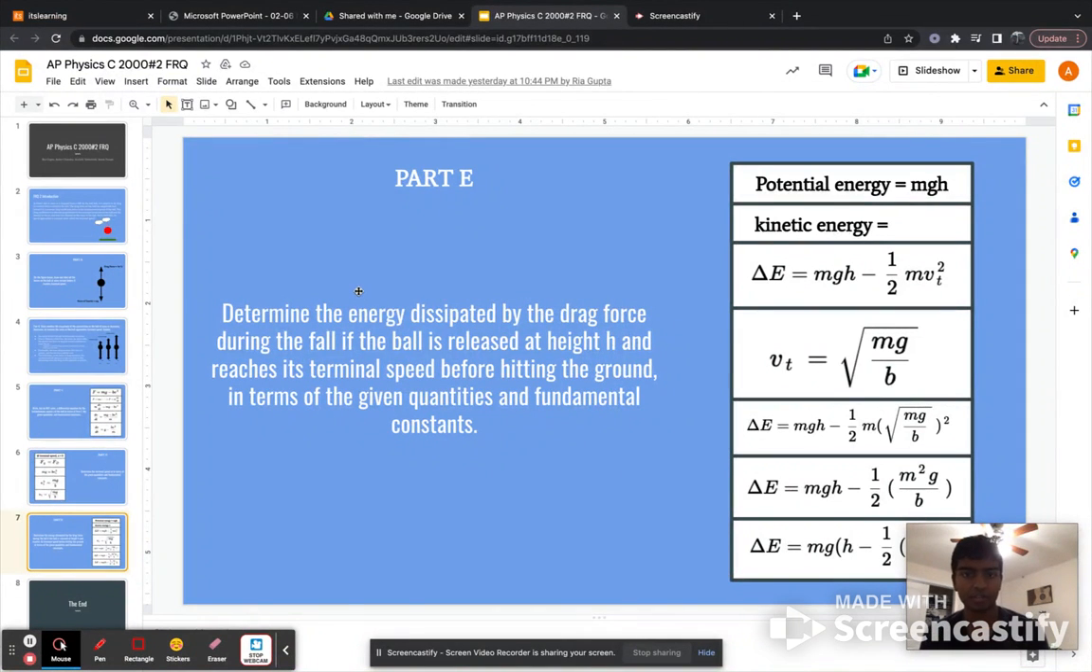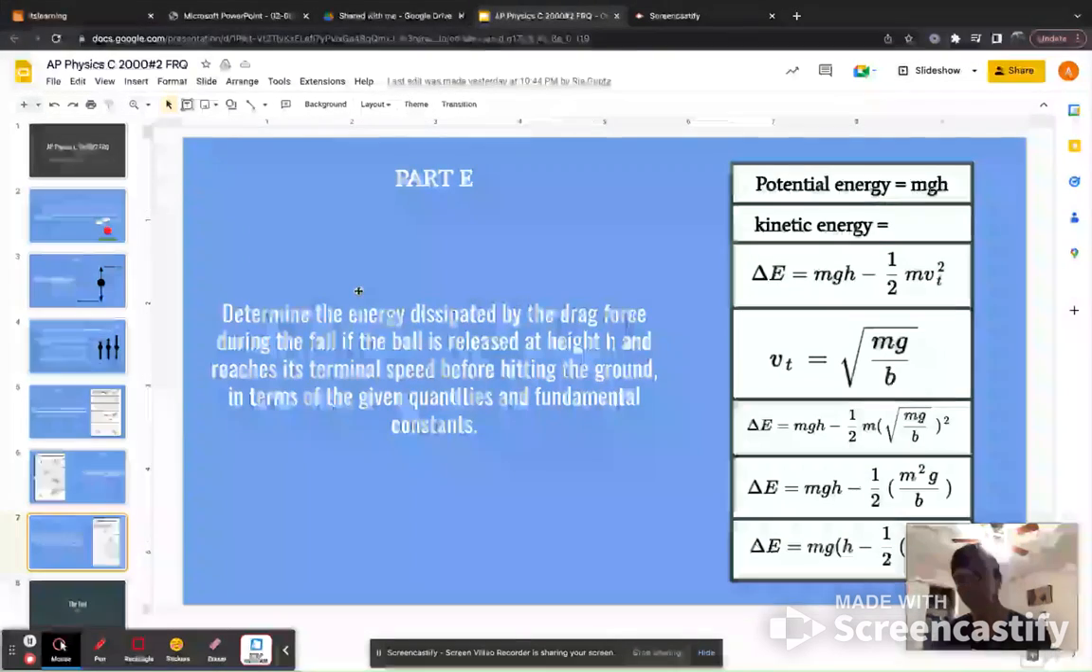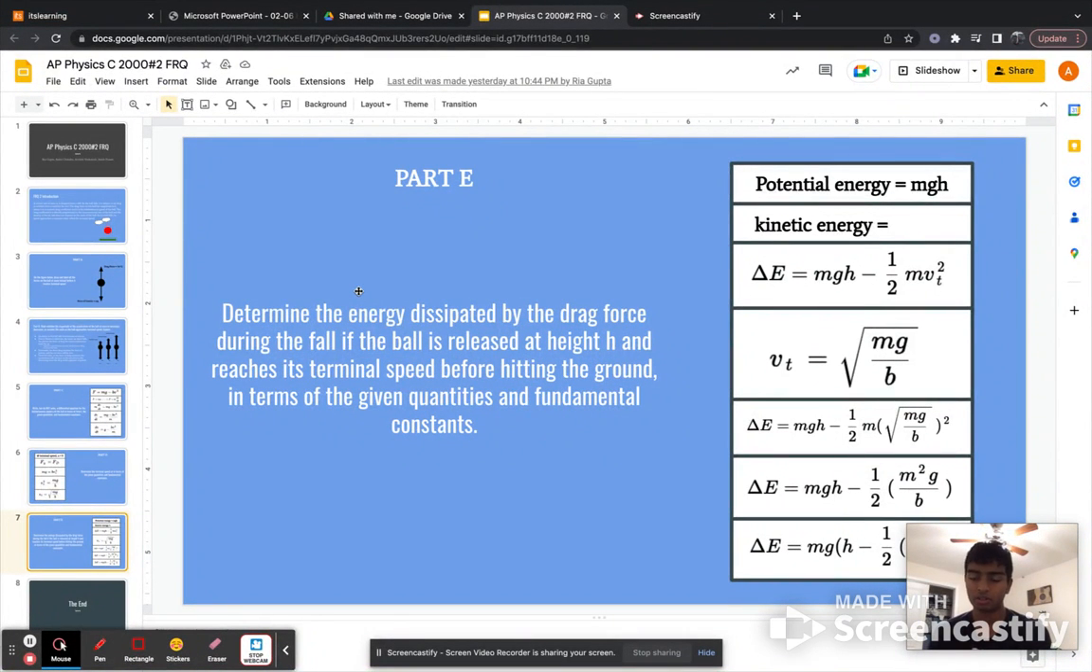Determine the energy dissipated by the drag force during the fall if the ball is released at height h and reaches terminal speed before hitting the ground, in terms of the given quantities and fundamental constants. So we know potential energy is mgh and kinetic energy is half mv squared. So the energy dissipated is mgh minus half mv squared, since as the ball loses potential energy, it gains kinetic energy. And we know the velocity is the square root of mg over b, which we got from part D. Let's replace velocity with the square root of mg over b and see what we get.